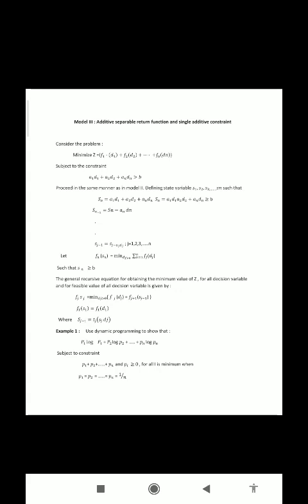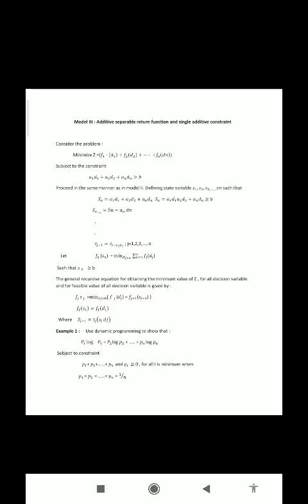To solve the problem using the dynamic programming technique, we need to define state variables. As there are n decision variables or separable return functions, we need to define n state variables s1, s2, etc. sn such that sn equal to a1 d1 plus a2 d2 etc. an dn. Sn minus 1 is sn minus an dn, and therefore sj is equal to sj minus 1 minus aj dj.